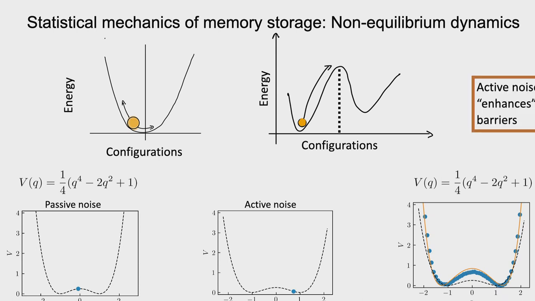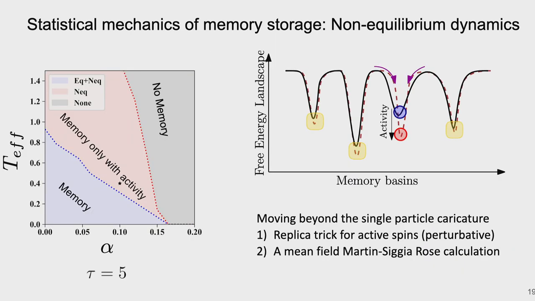And so in this very minimal single particle-like picture, it looks like what active noise is doing is enhancing the barrier. It is causing the system to spend more time at the minima over here. This is a very minimal setup, but it motivates why we might be seeing some of the things we are actually seeing.